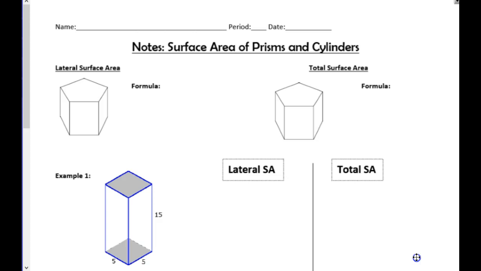But let's take a look at this. I don't know if you know what surface area is. What do you think surface area is? Who's got an idea?